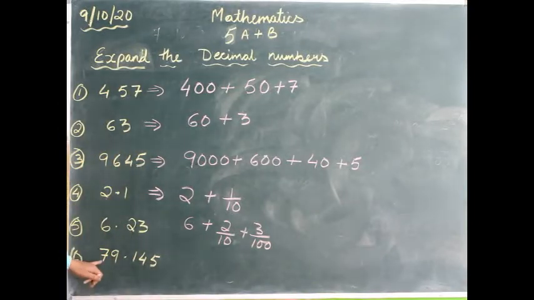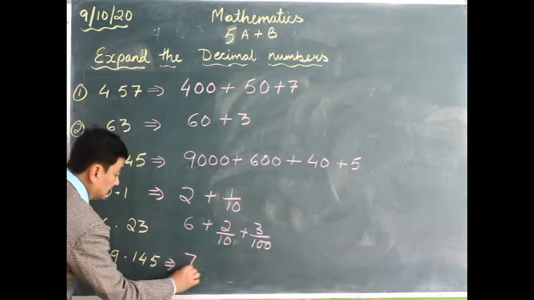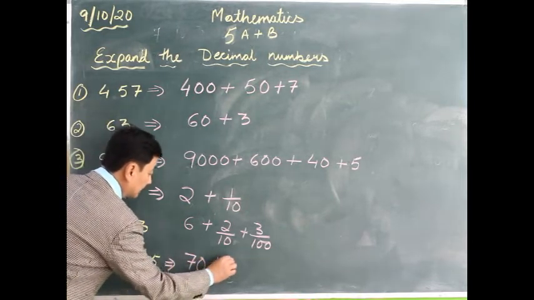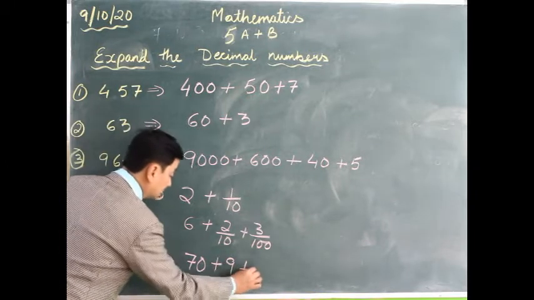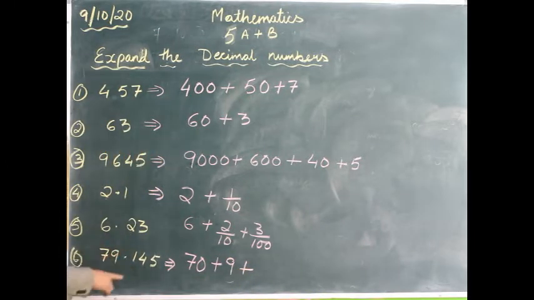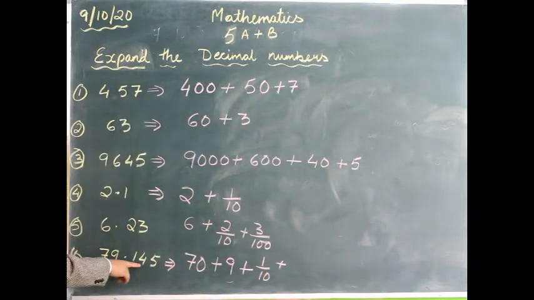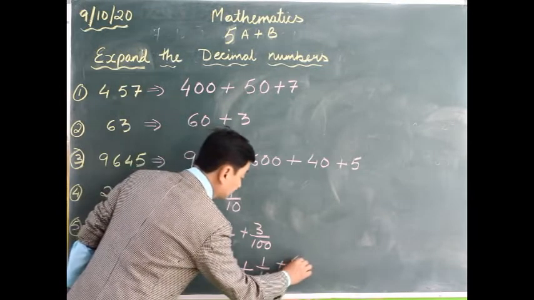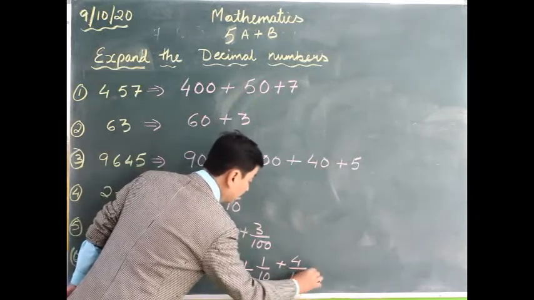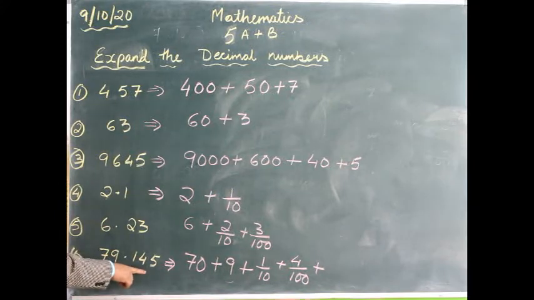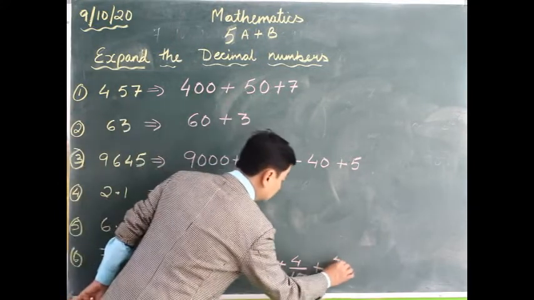Let's read this number. This is number 79. First we'll expand this, 79 equals 70 plus 9 plus, now let's have a look at the numbers that come after the decimal point. Tenths, hundredths, thousandths. 1 tenth plus, what is the value of 4? 4 hundredths. And where is this last number? In which place value? Thousandths. 5 thousandths.